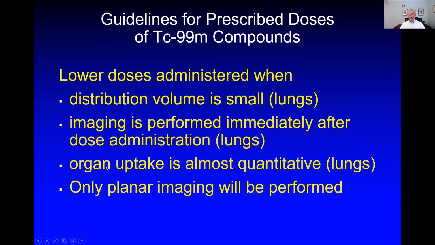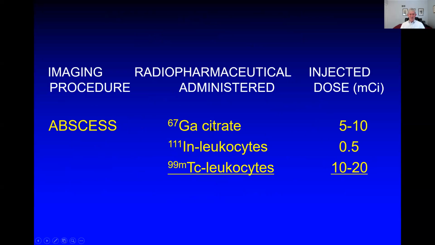And because that lung uptake is quantitative, 95+% is in the lungs immediately, no delay. We only need 2 or 3 or 4 millicuries. The recommended dose is 2 to 4 millicuries in the package insert. We have been using 3 millicuries for the last 40-something years, there is no reason to increase that dose. And typically, we're doing planar imaging. Those are all reasons for giving a small dose.